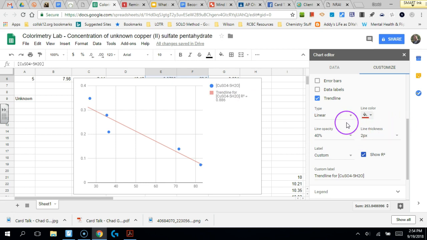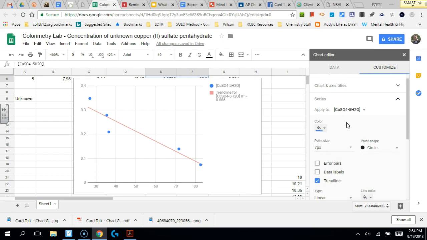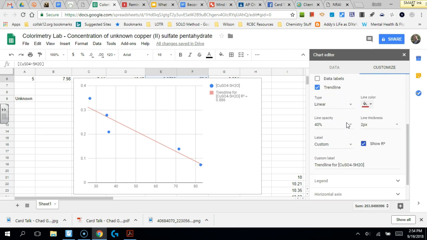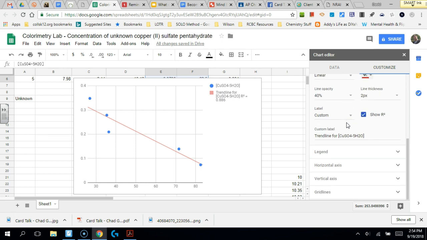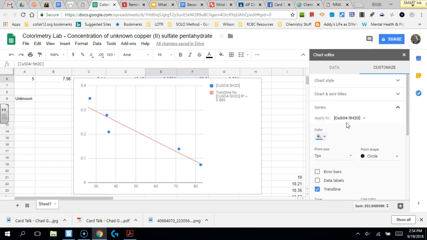Okay, so I would be happy with that. Okay. And when it comes time to writing it up, you can definitely write it up and talk about that data having an R-squared value of 0.886.